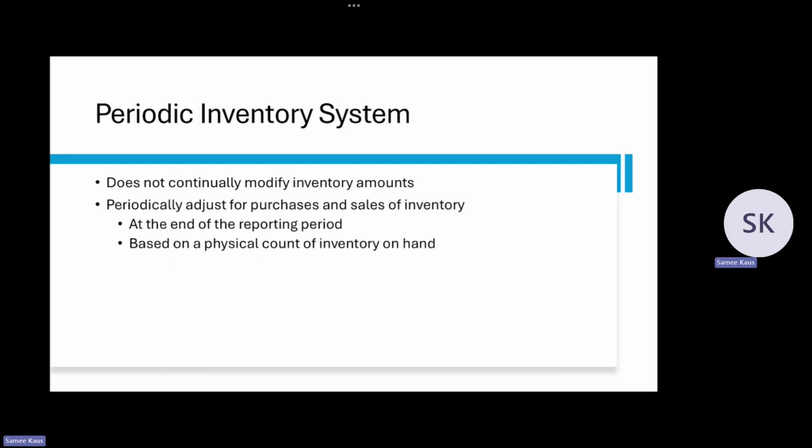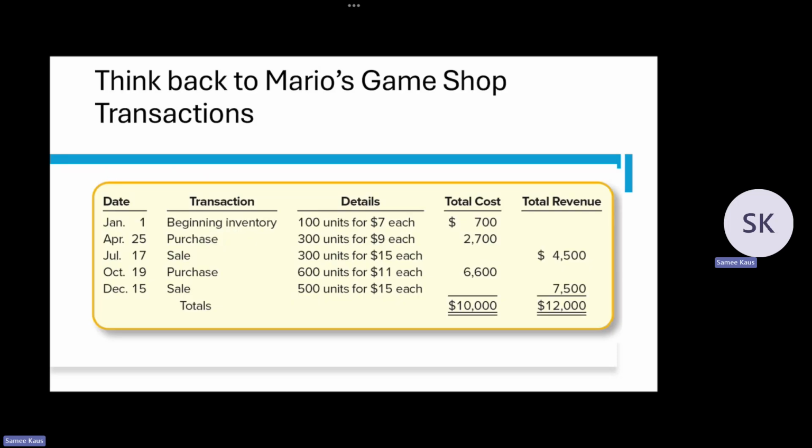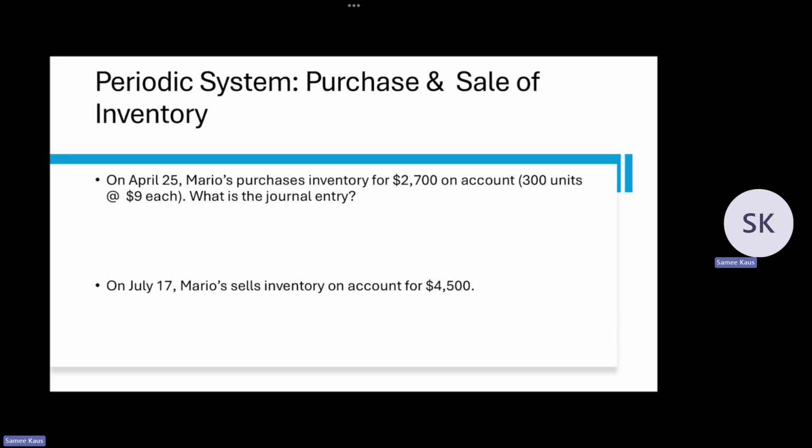Okay, so that's a little bit different than a periodic inventory system. This periodic inventory system just adjusts things periodically, as the name says. When I adjust things periodically, that means I don't continually modify it. I have purchases and sales of inventory. So we're going to work through this for Mario's GameStop transactions again.